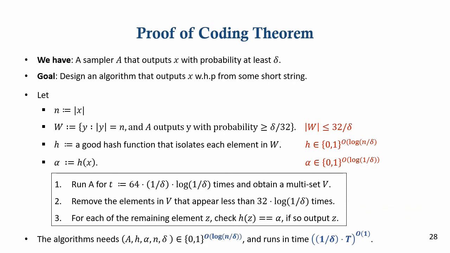Finally, note that the algorithm needs the following information: the code of the sampler A, the encoding of a good hash function, the hash value of X, and the numbers n and delta. And this information can be encoded using O of log n over delta bits in total. And also, it's easy to check that the running time of the algorithm is polynomial in t over delta, where t is the running time of the sampler. And as a result, we can conclude that the RKT complexity of X is at most O of log 1 over delta plus log t. And this completes the proof of the coding theorem for RKT.